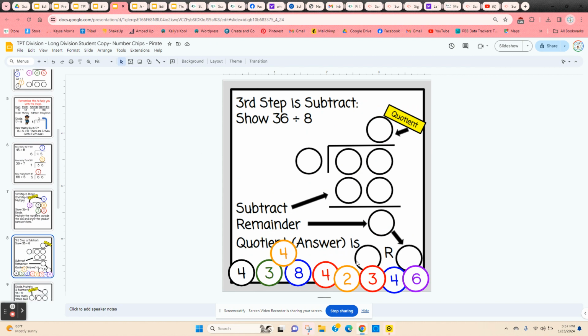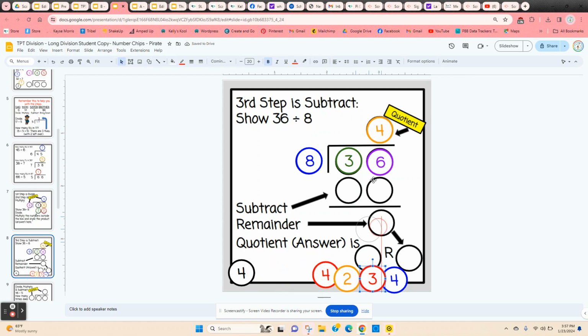The next slide has the third step. Same problem, so they know where the numbers go. 36 divided by 8. 8 goes into 36 4 times. Multiply. And the next step is to subtract. So we're going to take 36, subtract 32, and get 4. And our quotient is 4, it's the number up here. So this division problem is already complete. It is 4, remainder 4. And it shows here where that remainder goes in the answer.